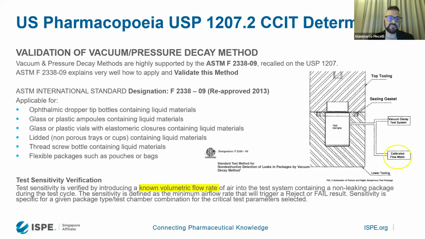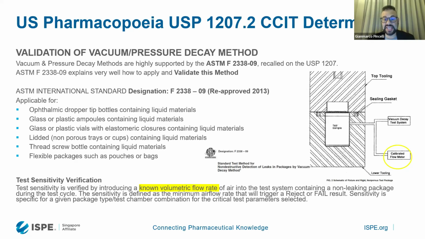Basically it can be applied to all types of containers: ophthalmic droppers, glass or plastic ampoules, vials with elastomer, lidded or threaded bottles. So it is applicable to all types of containers, as well as IV bags or pouches.